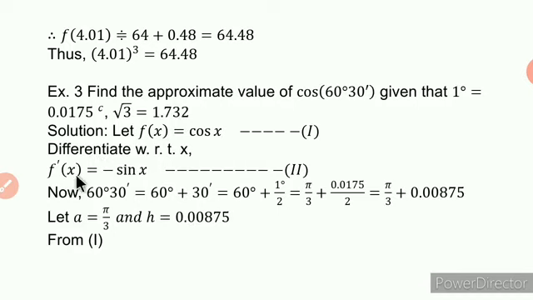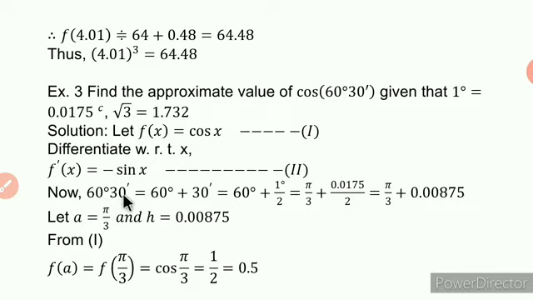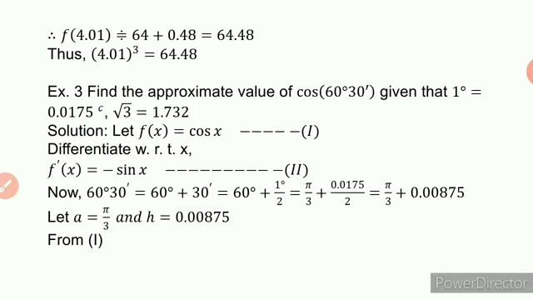Differentiate with respect to x, we get f dash of x is minus sin x. Now 60 degree 30 minute can be written as 60 degree plus 30 minute. And so here we consider it as 60 degree plus 1 degree upon 2, since 30 minute is 1 degree upon 2.